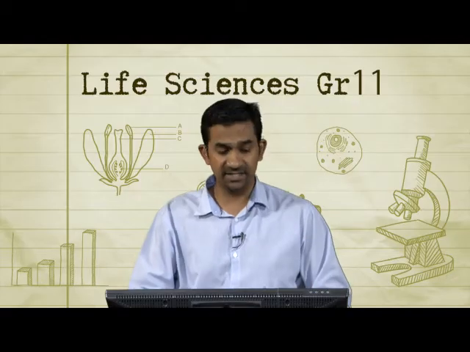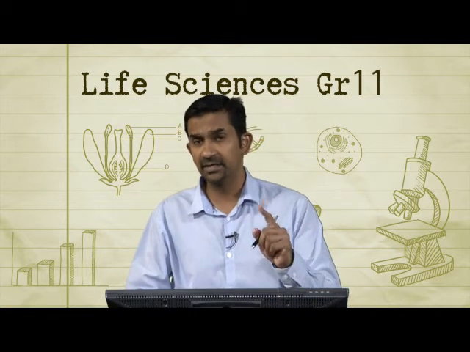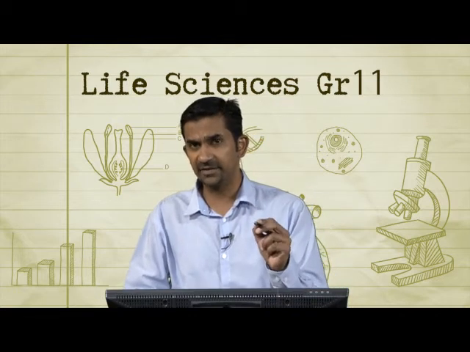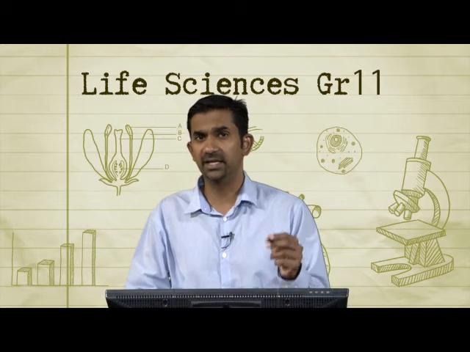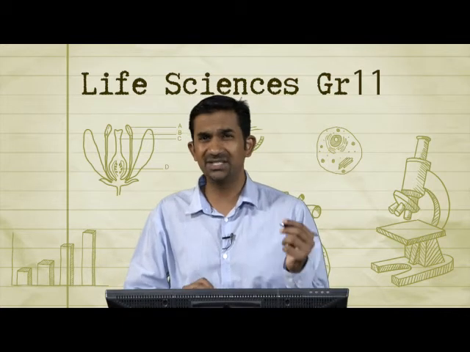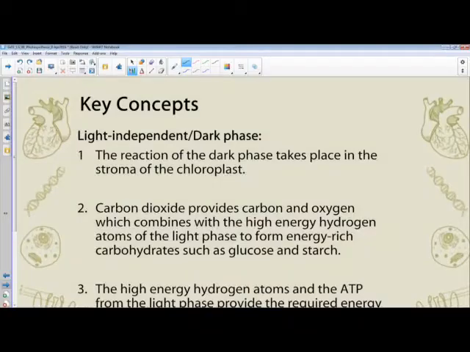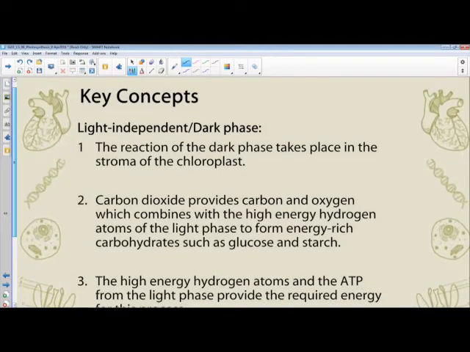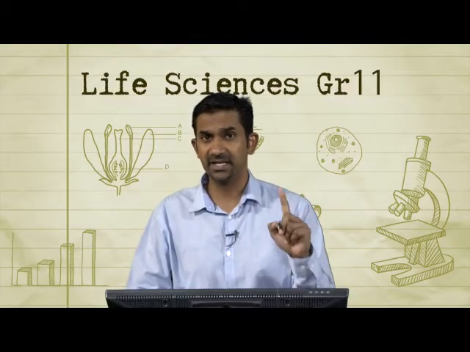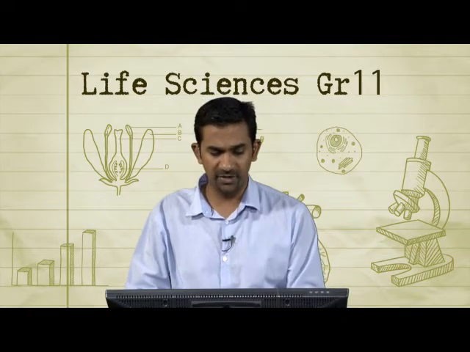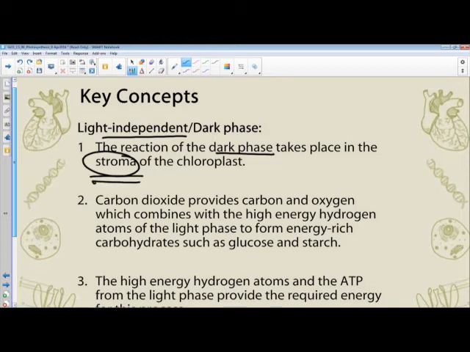Let's see what happens in the light independent phase. Again, I emphasize the word light independent because it essentially occurs in the absence of light, or it does not depend on the light for this process to occur. As I said, the reaction of the dark phase takes place in the stroma of the chloroplast. If we compare that to the light dependent phase, that took place in the grana. Here we're looking at this process occurring in the liquid medium around the chloroplast called the stroma.